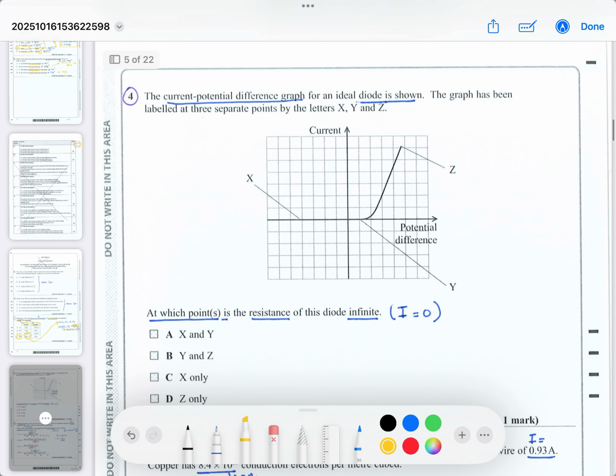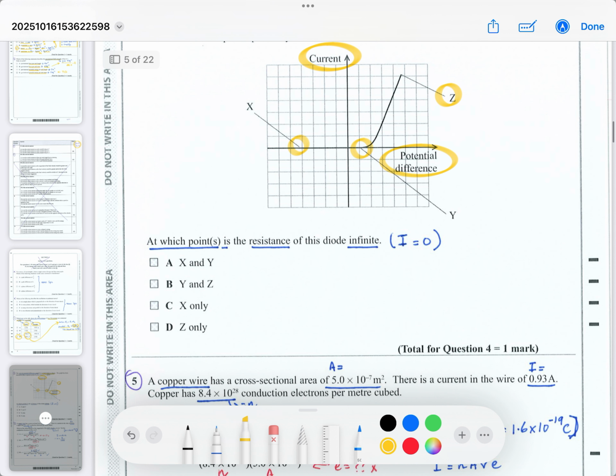Question 4 is about an ideal diode. There's the voltage current characteristics, which we spent quite a lot of time on in the course on electricity. So they've got 3 points on the graph, X here, Y here, and Z here at the peak of the current. At which points is the resistance of this diode infinite?